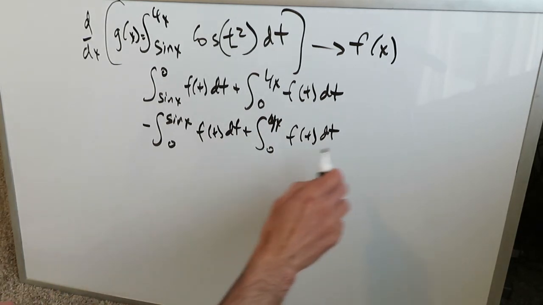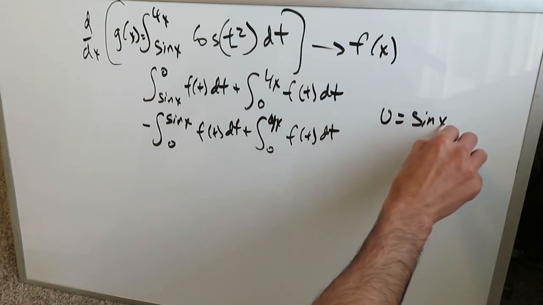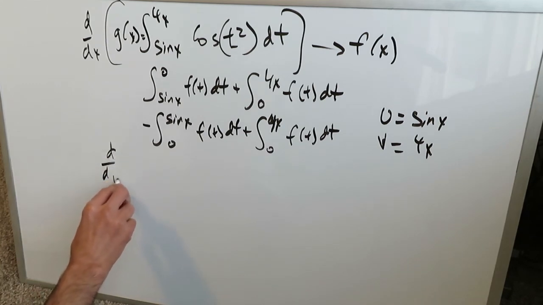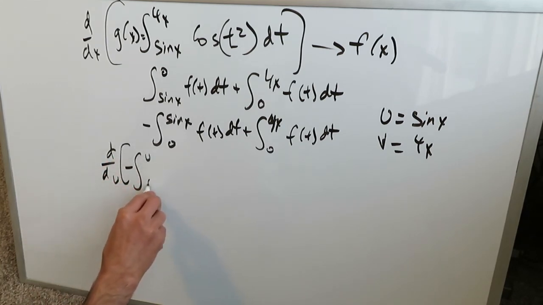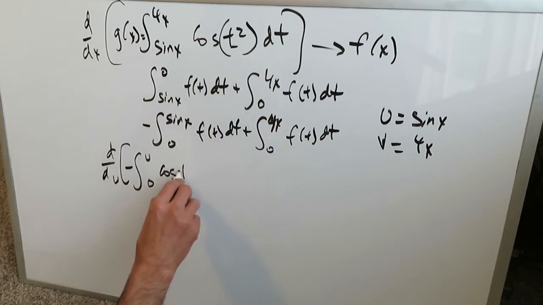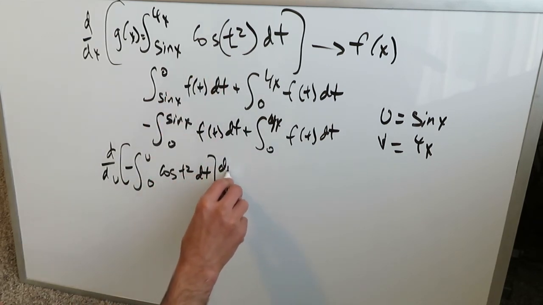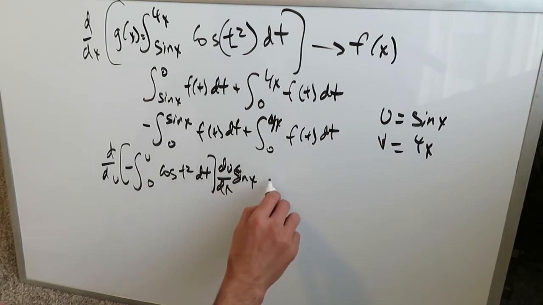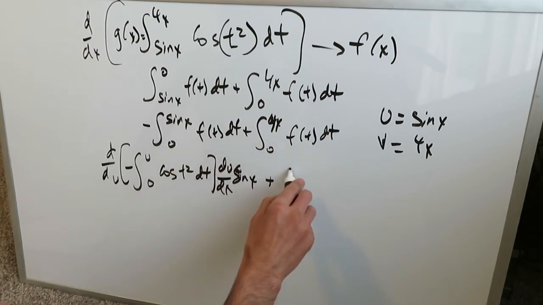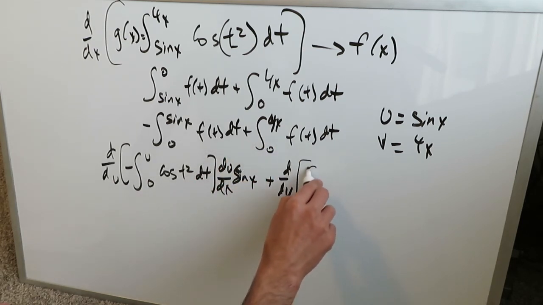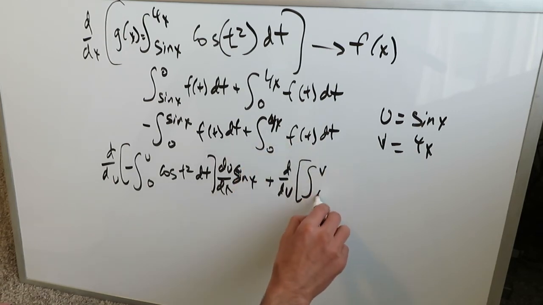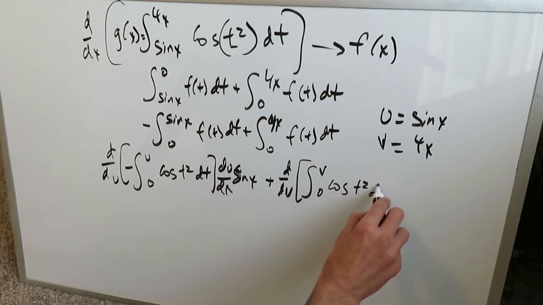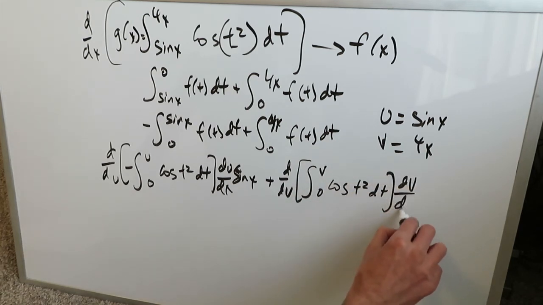Now all we have to do is substitution. u is equal to sine x, and let's do v is equal to 4x. Now look over here, d over du, minus, this becomes a 0 to u of cosine t squared dt, and then du over dx, sine x, plus, we're right over here. Now we look at this part, d over dv, this becomes 4x becomes a v over a 0 lower limit, cosine t squared dt, close this, and then dv with regards to dx, 4x.